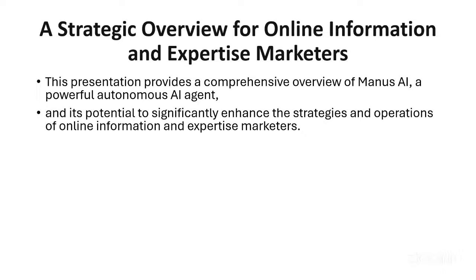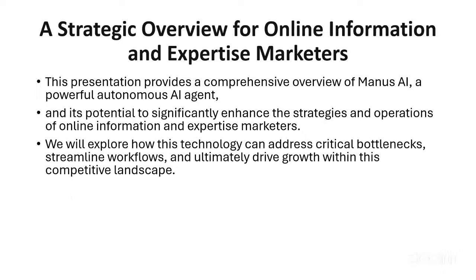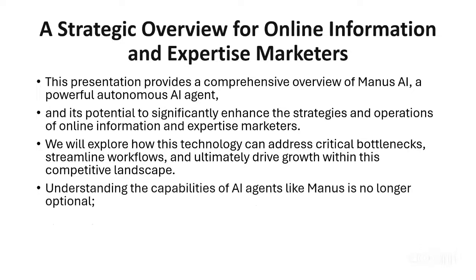And so what that does is that streamlines some of your operations, and it could change the way that you strategize. We're going to look at how the technology will help you to address bottlenecks. And this is very important because all of us have bottlenecks in terms of what keeps us from being as profitable as we are, in terms of helping our customers to do the same. And we're going to understand what the capability is for an AI agent like Manus.